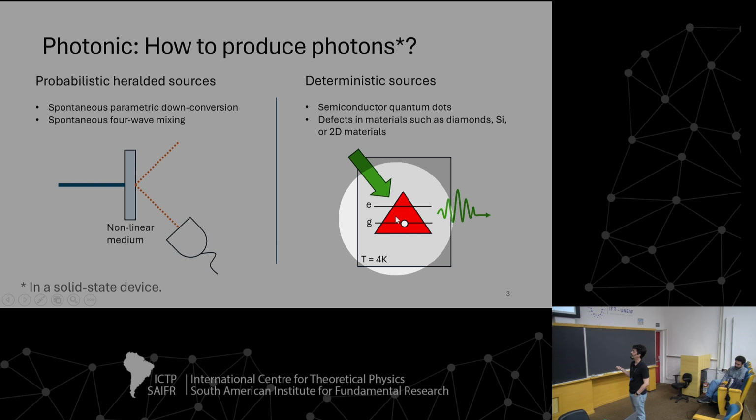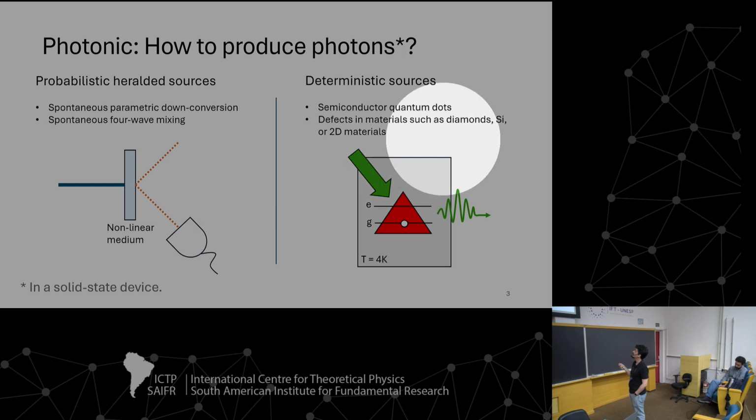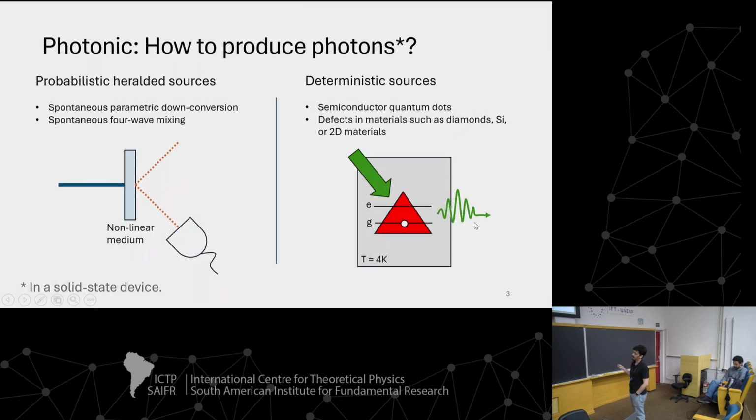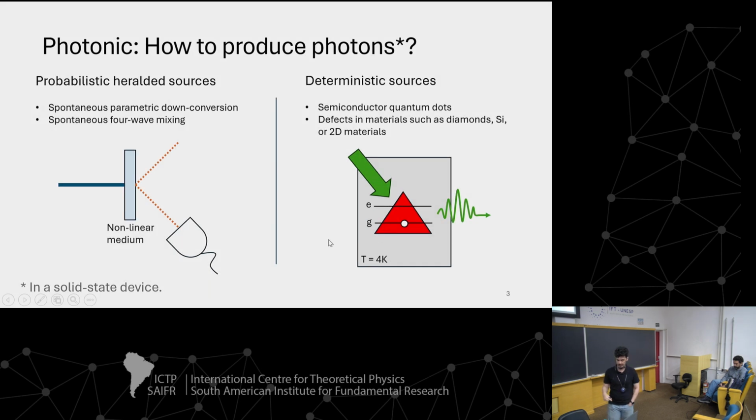But you can also do it deterministically or semi-deterministically, where you impinge your pump on a two-level system, like a quantum dot or a defect on a material, such as a 2D material or a silicon or diamonds, and then you get a photon out. Okay, and in this case, you can work at room temperature. In this case, you must work at low temperature if you want to get good photons out.